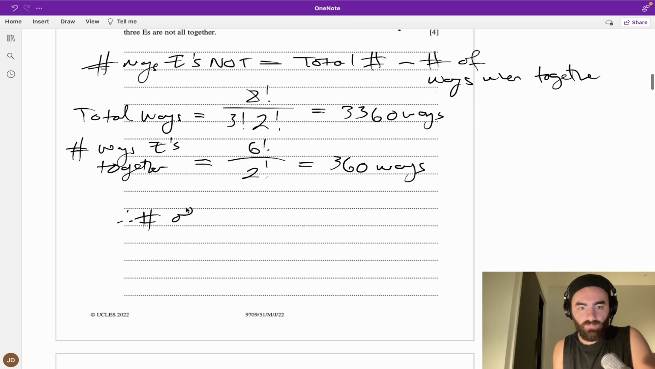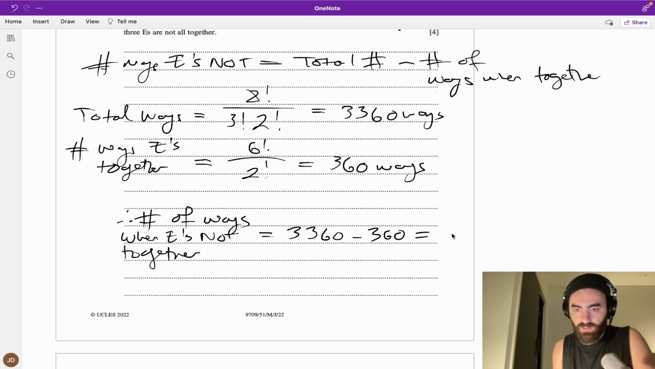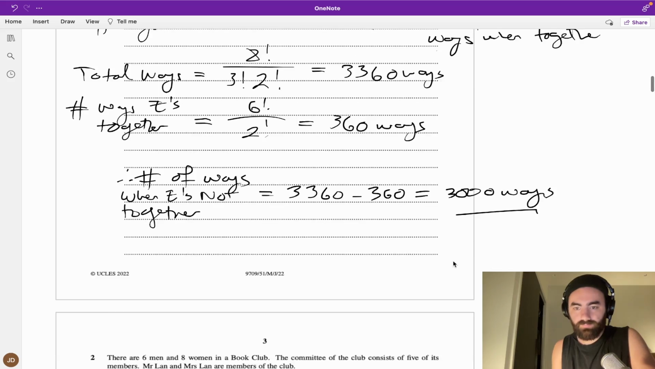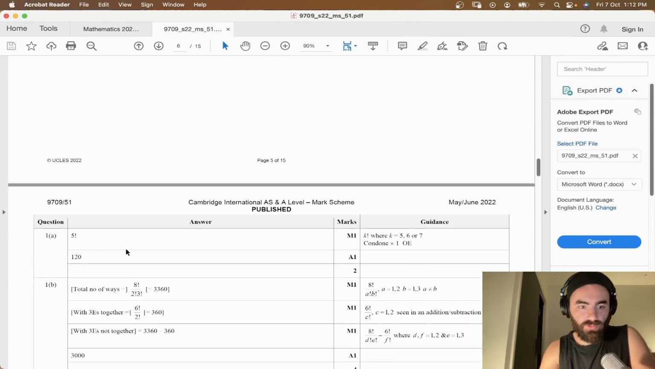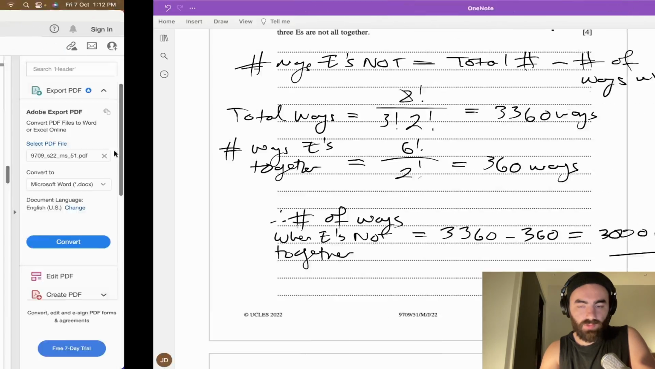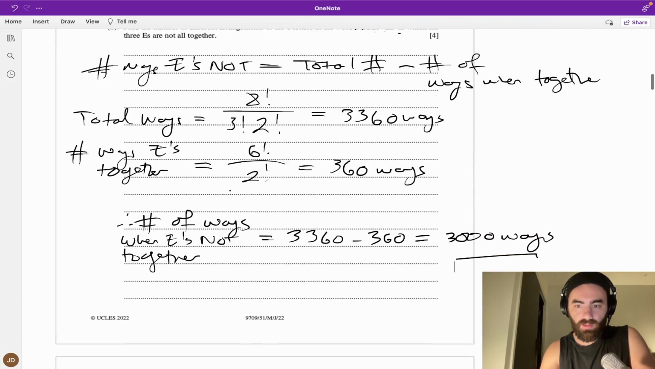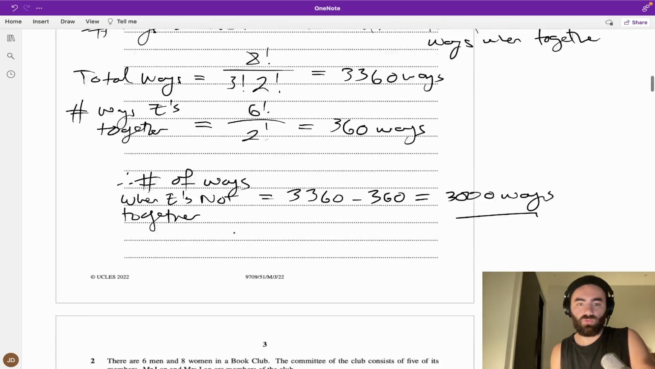So therefore the number of ways when E's are not together will be equal to 3,360 minus 360, which is 3,000 ways. Check that. Question 1. Okay, so 120 ways, yep. And 3,000 ways, yep. Cool.